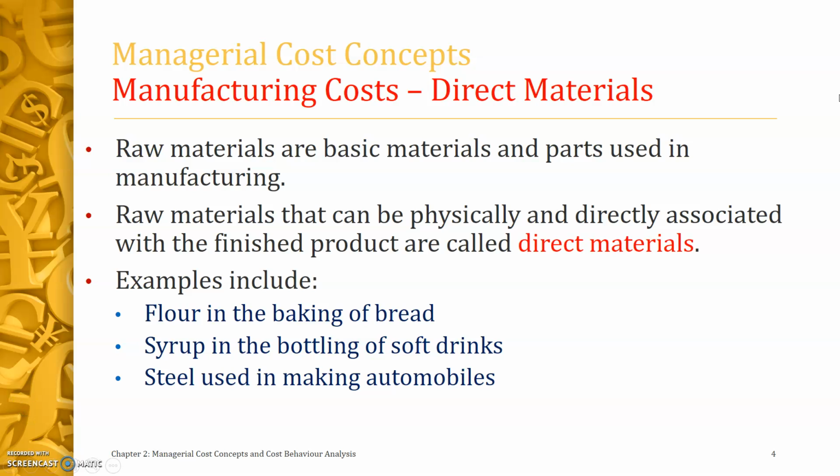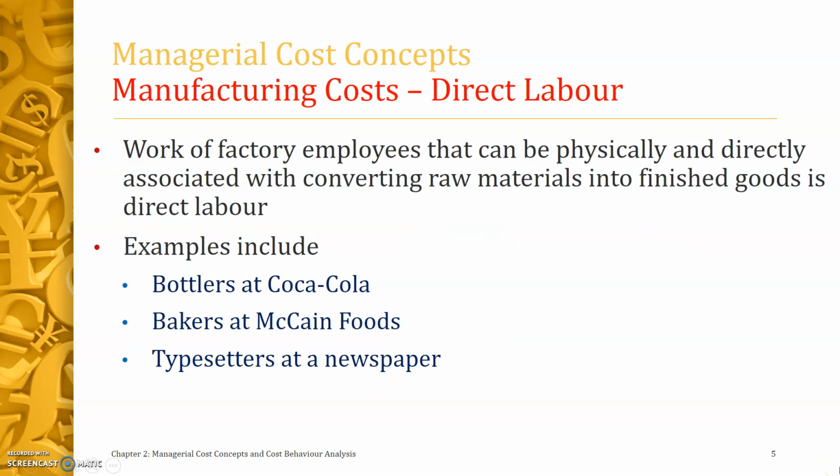Raw materials that can be physically and directly associated with the finished products are called direct materials. For example, bakeries use flour in the baking of bread. Coca-Cola and Pepsi factories use syrup in the bottling of soft drinks, and steel manufacturers produce steel that is used in making of automobiles.